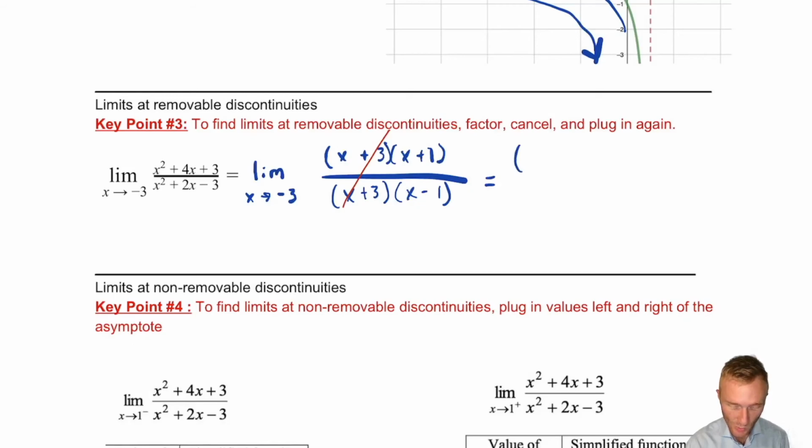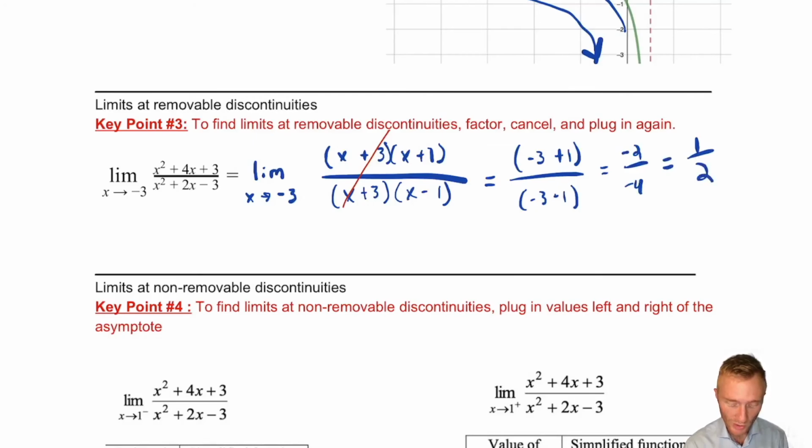So this is going to be equal to negative 3 plus 1 over negative 3 minus 1. This is going to be negative 2 over negative 4, like we got when we looked at the graph. This is 1/2. So that's how you do it analytically. You remove the discontinuity if you can.